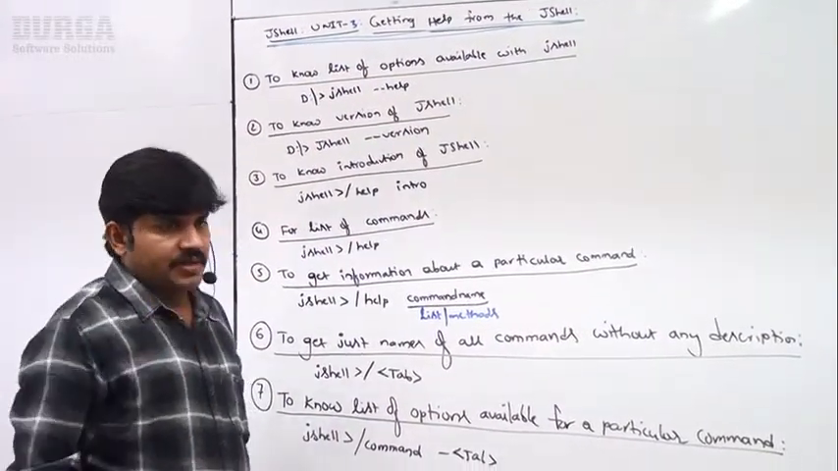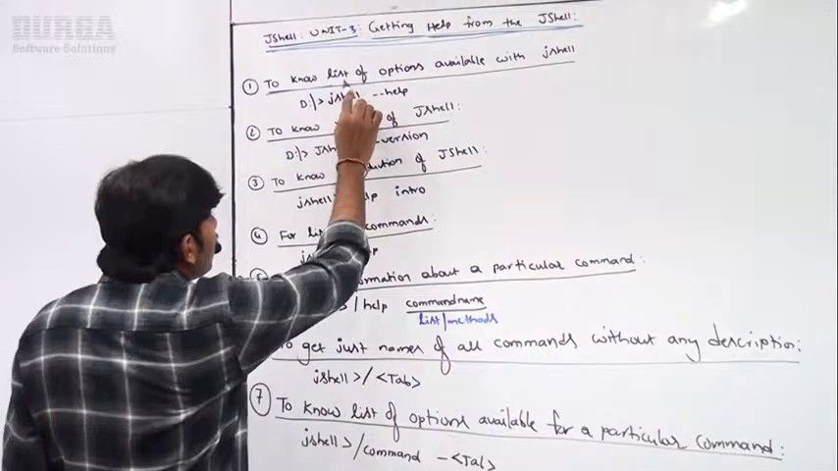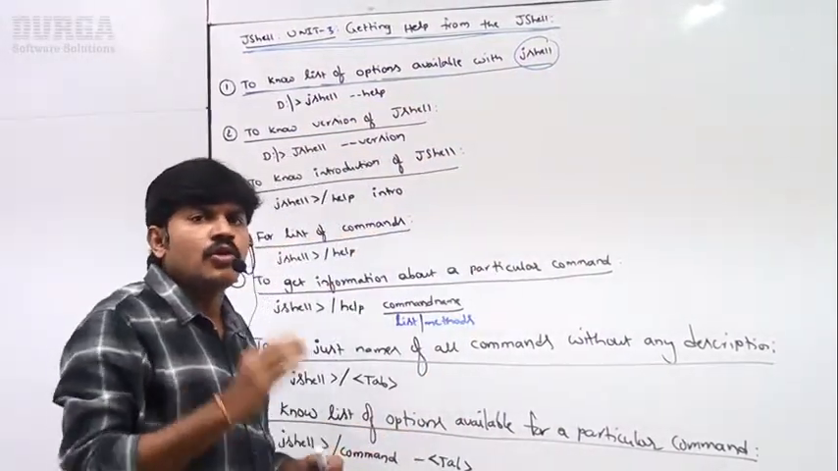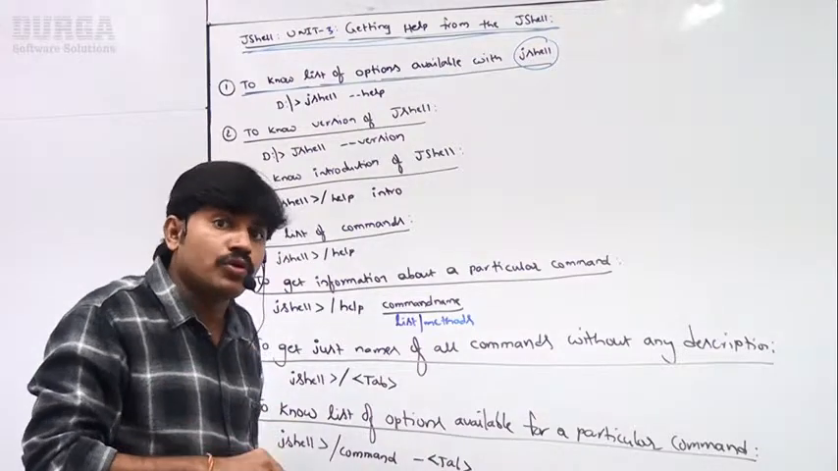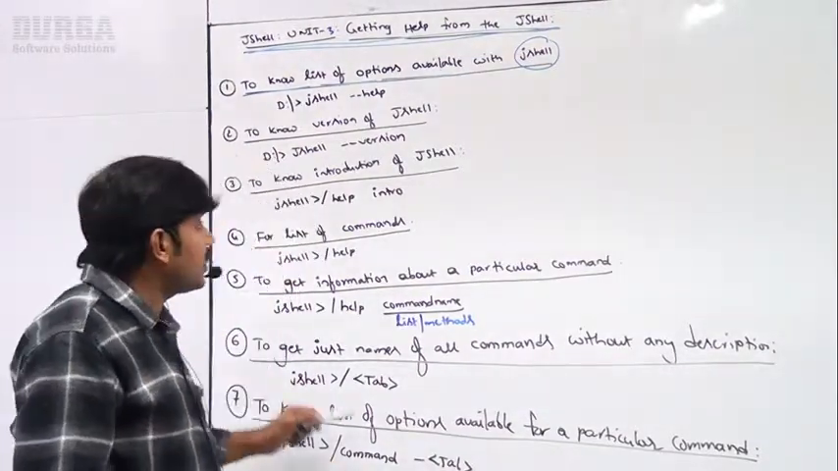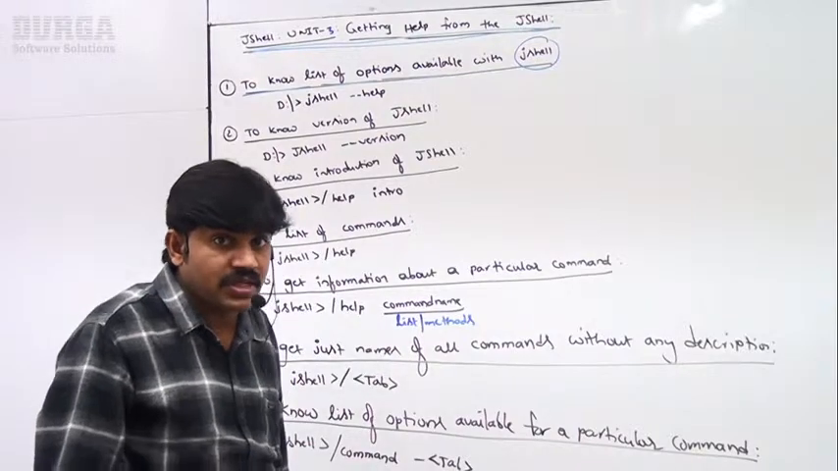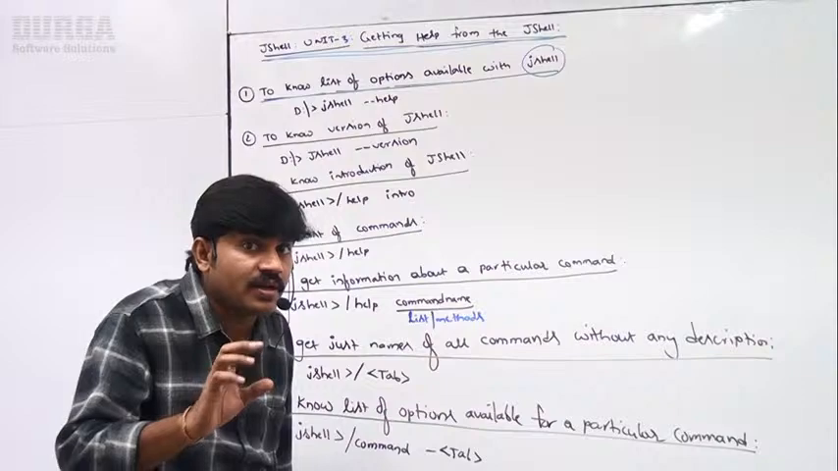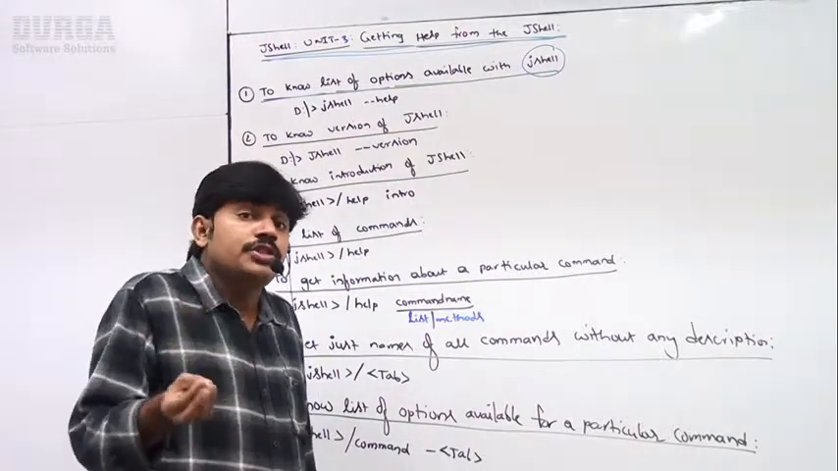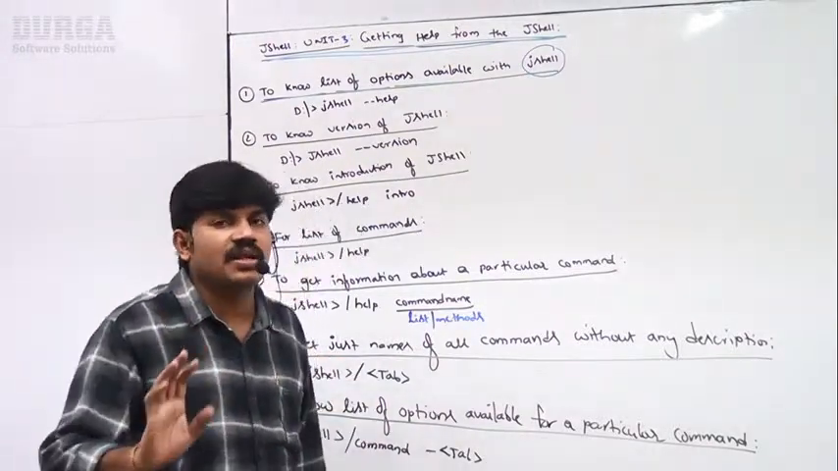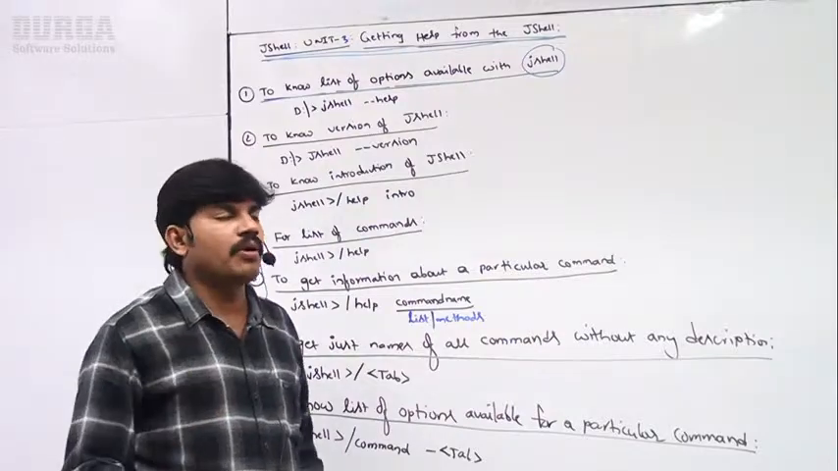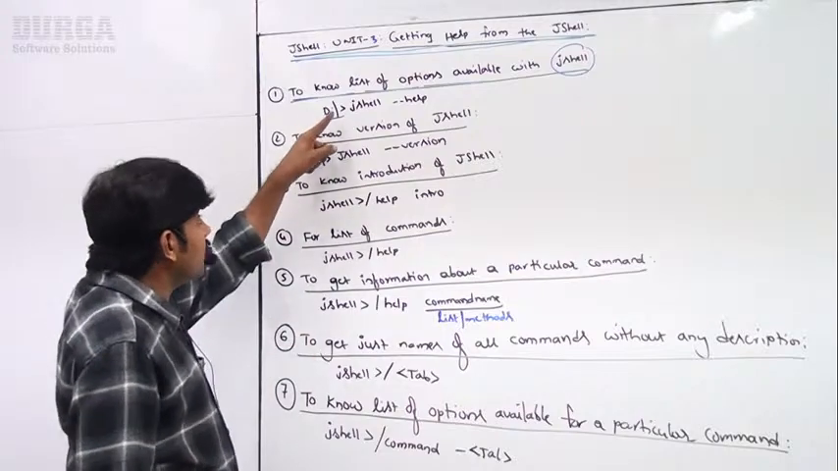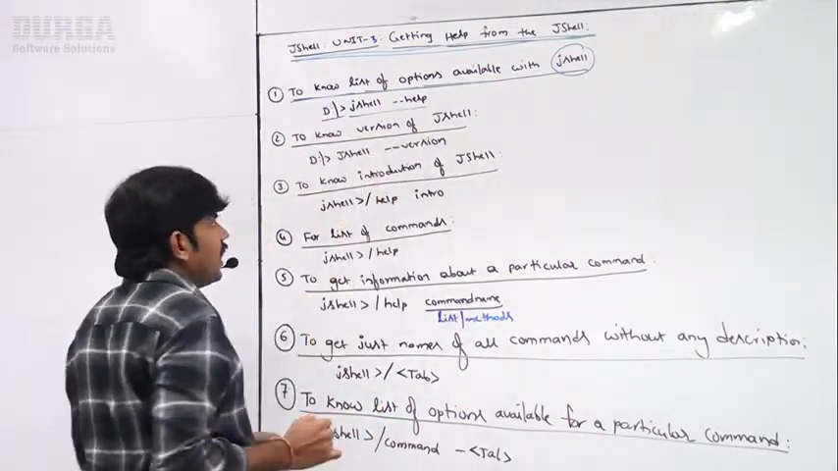The first command is to know the list of options available with JShell. What are the various options we are allowed to use? Sometimes we are using jshell -v. Tomorrow I am going to use jshell --class-path, something like that. If you want to know which options are allowed with the jshell command, what you have to do is, from the command prompt, not from the JShell console, you require to type jshell --help.